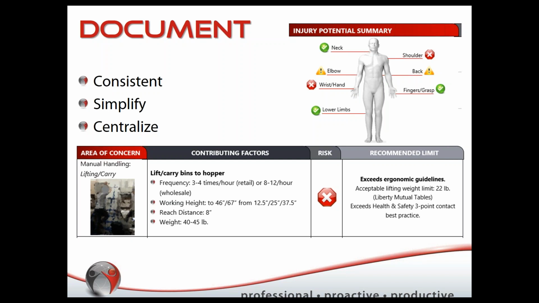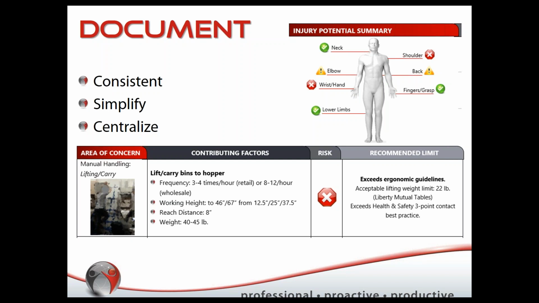And you're going to list your couple of examples here of what was the problem that you saw with the handling or with the lifting, right? So they're lifting bins to a hopper. They do it 3 to 4 times an hour. Here's the height that I measured them lifting from, and the actual weight of the bin is 40 to 45 pounds. It kind of varies on how full that bin is.